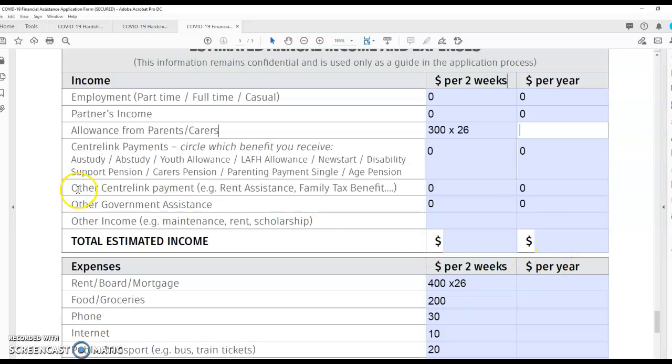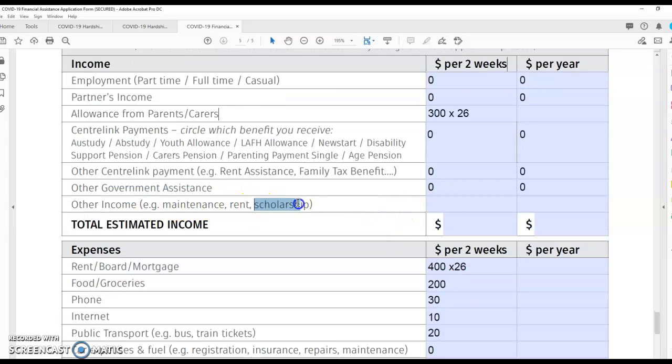So most of you would not be receiving any Centrelink payments or rental assistance, so you can put 0 in those ones, or any government assistance, as these are usually things provided only to Australian citizens. But maybe you are on a scholarship from your country or your government. If that is the case, you need to put in how much they send you every 2 weeks and how much that totals per year.